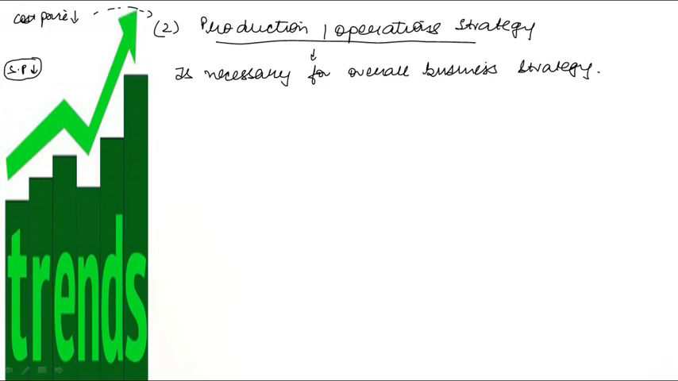Right? So, production and operation strategy is necessary for overall business strategy. If your business wants to grow, you should have a production strategy, because having a production strategy is going to reduce your product price, is going to give quality products to the customer, and the customer will be happy.